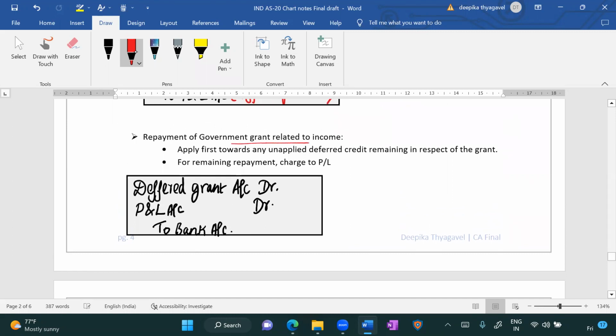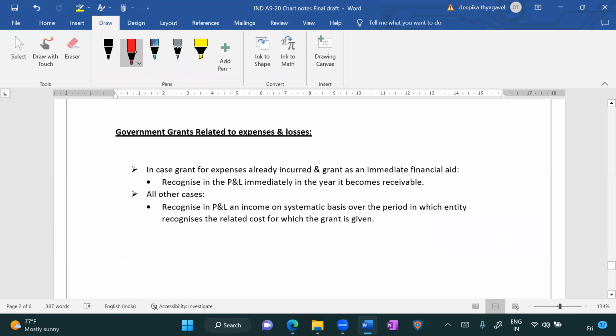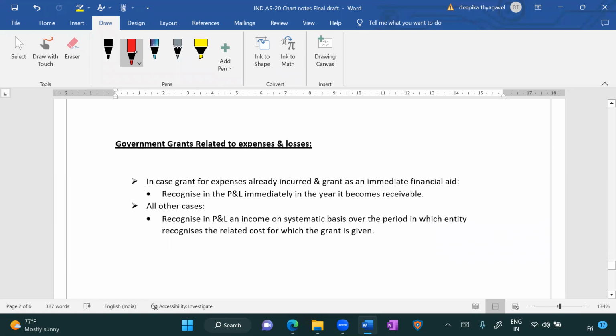And repayment of a government grant related to income: apply it first towards any unamortized deferred credit. In case you have any deferred credit remaining, first you will adjust with that, and the remaining will be taken to P&L. But in case initially everything was taken to P&L, then during repayment also you will take the entire amount to P&L. It depends on your initial treatment, I already told you, right?